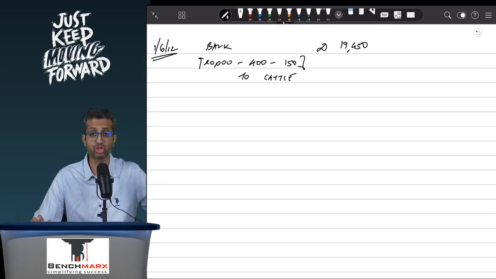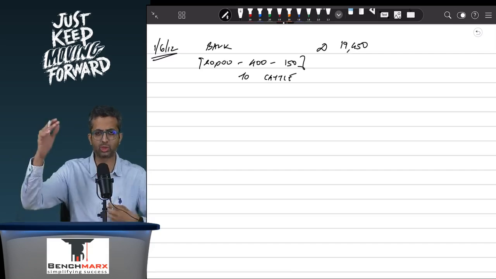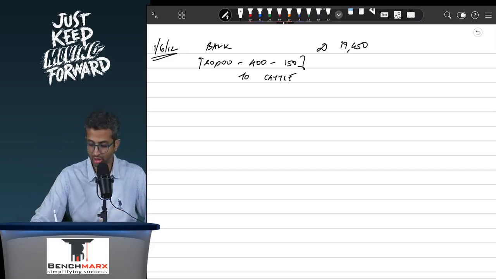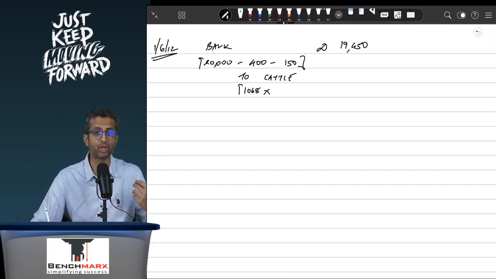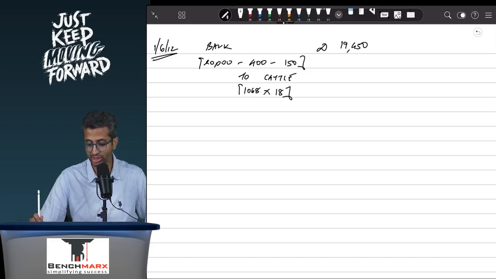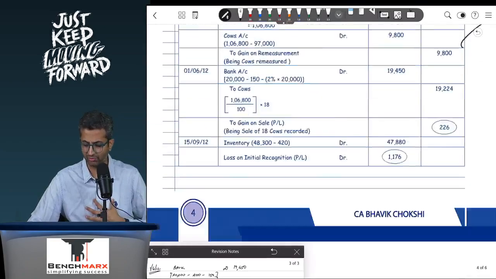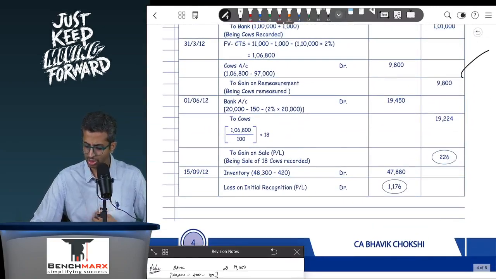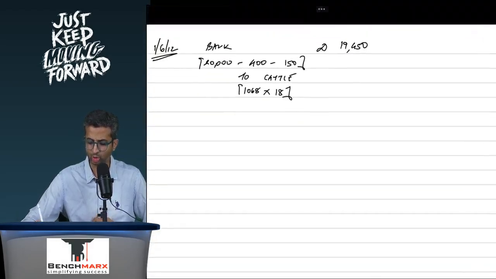So the last remeasurement happened on 31st March when the value of the cattle was 1,06,800 for 100 cattle, and hence one cow in that cattle was worth 1068. 1,06,800 divided by 100. So now, out of 100, I'm going to derecognize 18 of them. So this is, let us say, 1068 into 18, and you will be getting the cattle which is to be derecognized. So if you show this working, probably this is going to be 19,224 if you calculate.